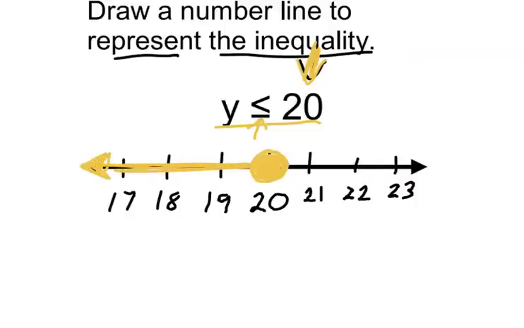Okay, so if we were to draw the number line and then graph it to represent y is less than or equal to 20, it would look like this. It would have the circle right here, colored in, and then it would go to the left, and it would be any number on the number line that goes on and on forever that is less than 20. All right, that's the answer to that one.